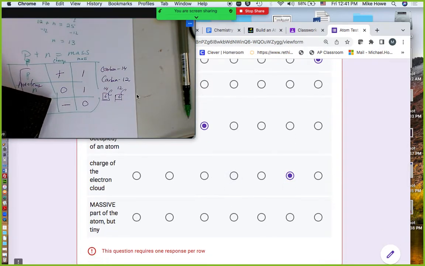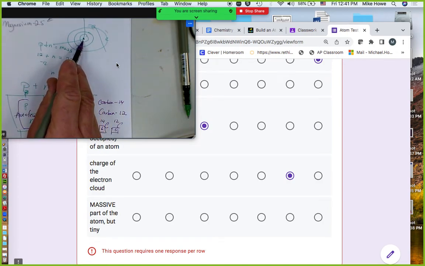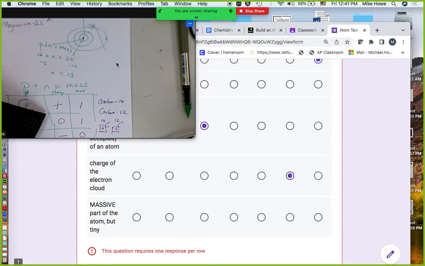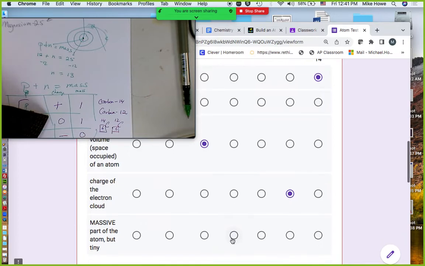The massive part of the atom, but tiny, goes back to here. That'd be this little dot right there. And what's that little dot called? That is the nucleus. Okay, so we're looking at our choices here. That would be our answer for that one, the nucleus.